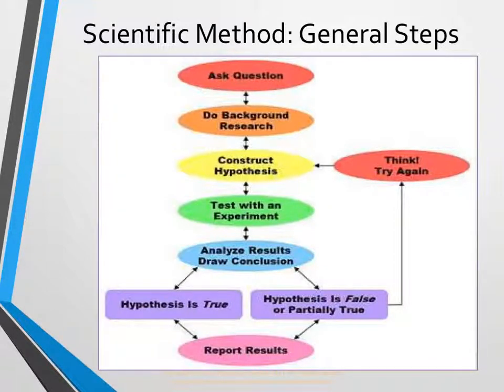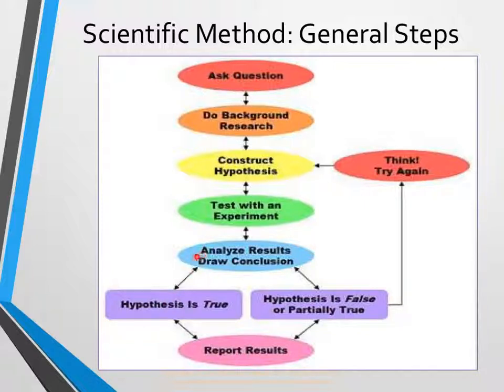Okay, so this is just a graphic that shows you all the general steps of the scientific method. We always start off by asking a question. From our question, we then do research. From our research, we come up with a hypothesis, what we think is the answer to our question. Then we test it with an experiment. Once we've tested it, we're going to analyze it, look at the data, and figure out does it support this hypothesis or not. And then we have to make a choice.